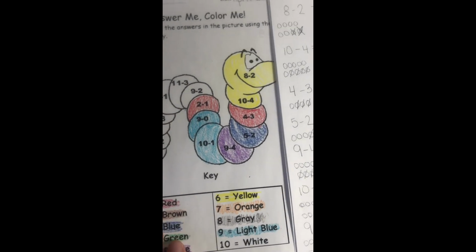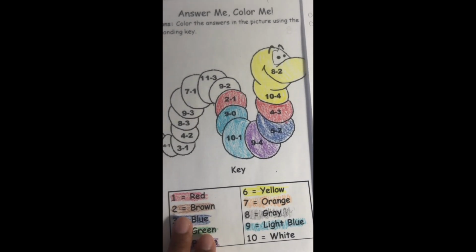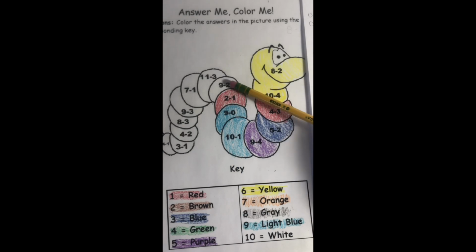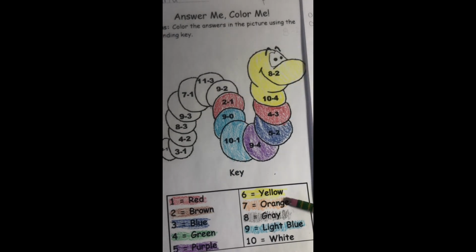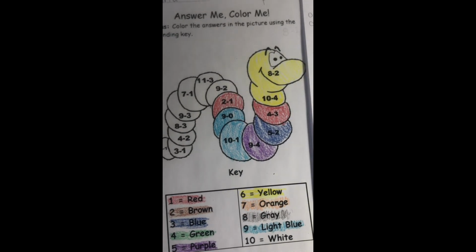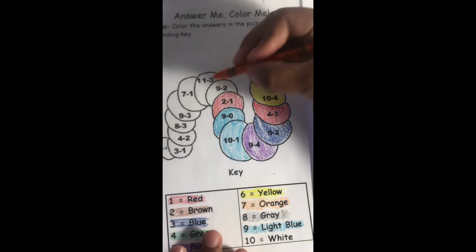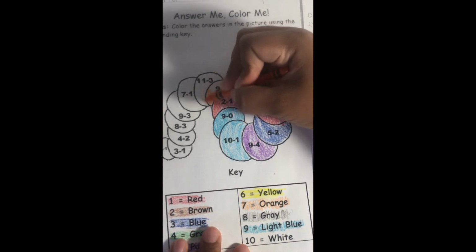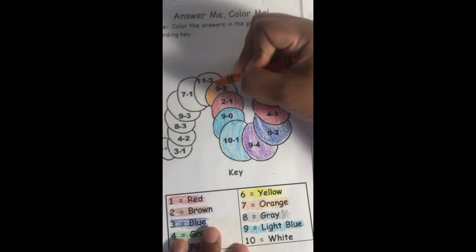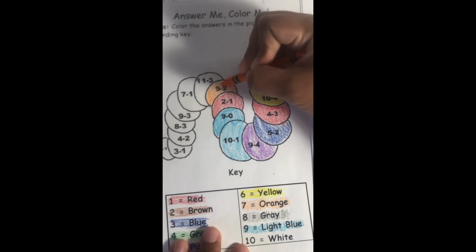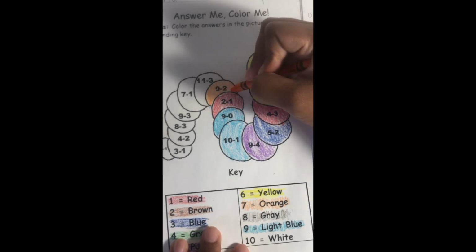Okay, now let's go back to our chart here. And 9 minus 2 equals 7. And 7 is the color orange. Let's go inside our little crayon box. Okay.